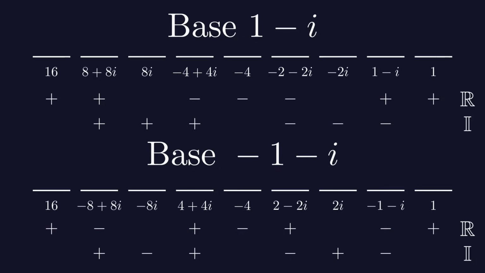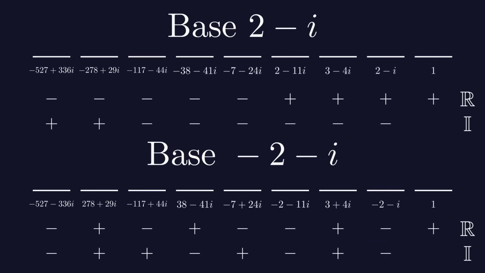We can see that in base 1 minus i, we still have a pattern where the positive and negative values are in groups of 3, but in the second base we have a pattern where the positive and negative values alternate. So the pattern doesn't depend on the sign of i, but it depends on the sign of the real number. We can change 1 to any other natural number. For example, base 2 minus i and -2 minus i.